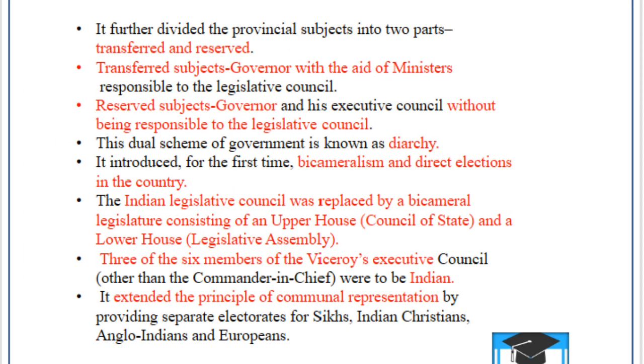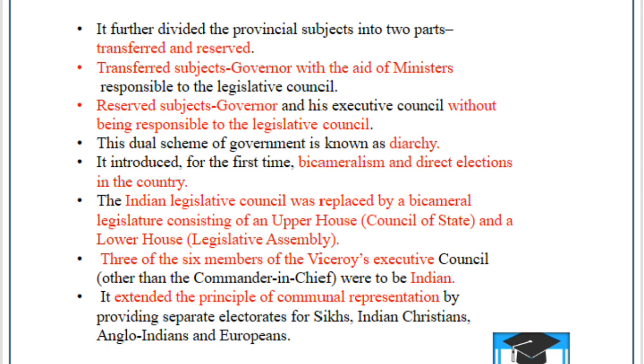This act also further divided the provincial subjects into two parts, that is, transferred and reserved subjects. The transferred subjects were to be administered by the governor with the aid of ministers responsible to the Legislative Council. But the reserved subjects were to be administered by the governor and his Executive Council without being responsible to the Legislative Council. This dual scheme of governance was known as diarchy.